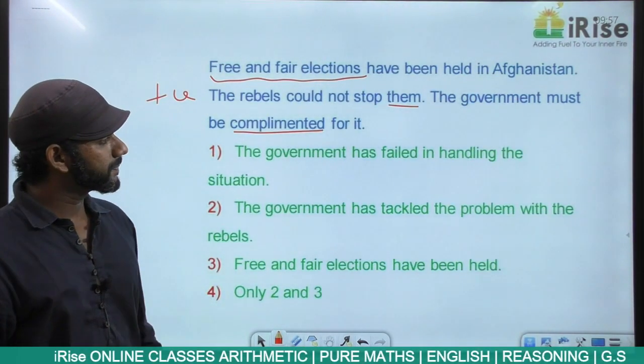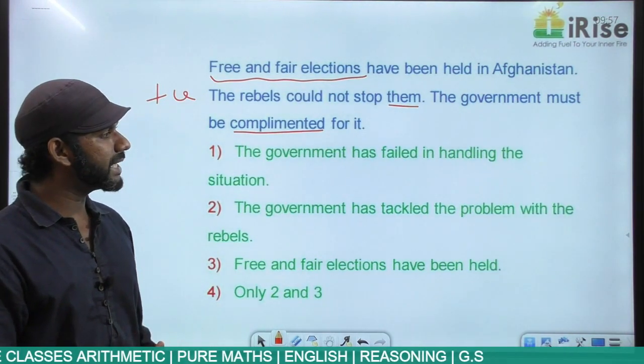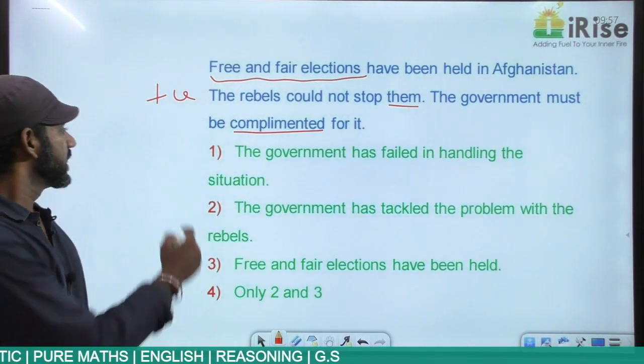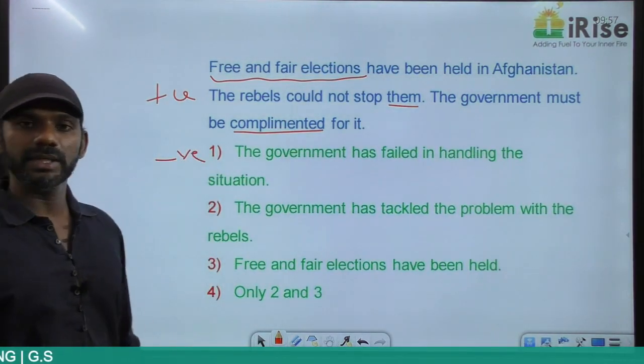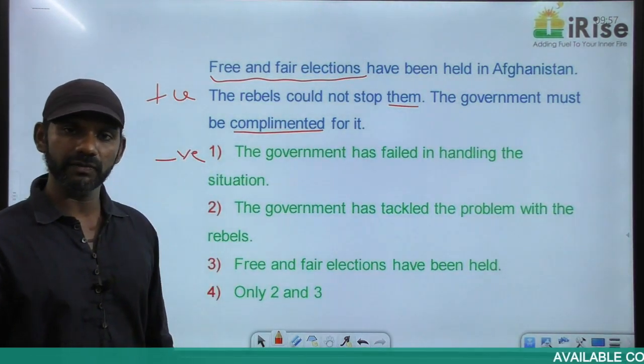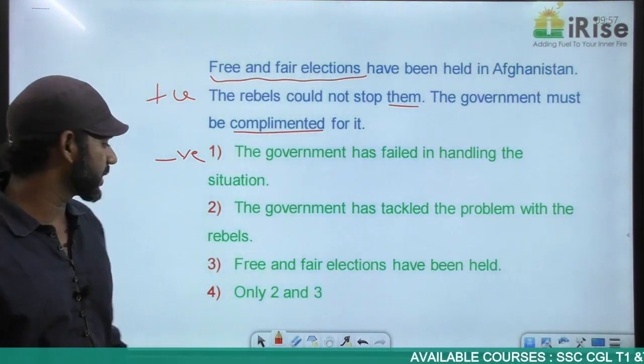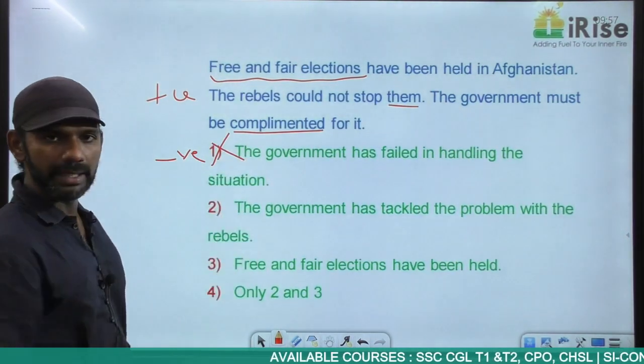Come to option 1. The government has failed in handling the situation. What is talked about the government in option 1 is negative. What is talked about the government in the paragraph is positive. Negative and positive will not go together. So option 1 is eliminated.